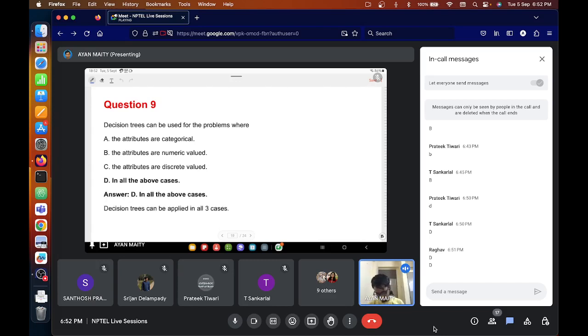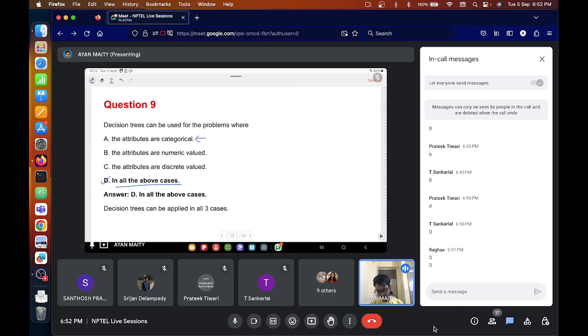The correct answer is option D in all the above cases. So the first option was that attributes are categorical. If the attributes are categorical, the values are unordered for that attribute. So we can simply use the multi-way split at every node, or we can also go for binary splits. So we will split the overall possible values for that attribute into 2 sets. So binary split can also be done, but multi-way split is much better in that case.